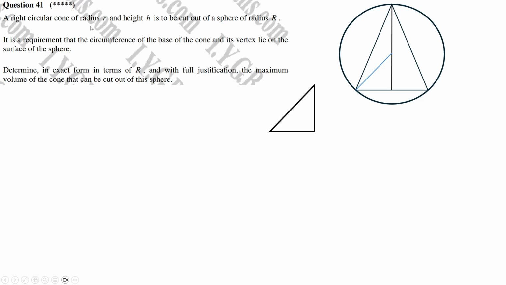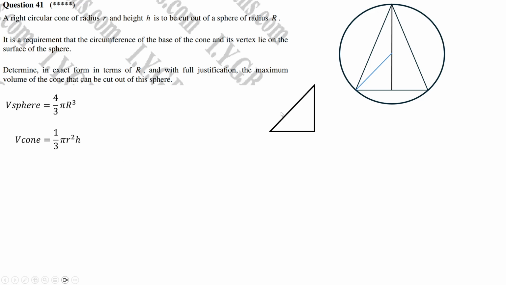A right circular cone of radius r and height h is to be cut out of a sphere of radius R. Okay, so we've got this sphere here, and we've got a triangle within it. This blue line here is the radius of the sphere, and it's capital R. So we can say that the volume of the sphere is 4/3 pi R cubed, and so the volume of this cone within it is going to be 1/3 pi r squared h.